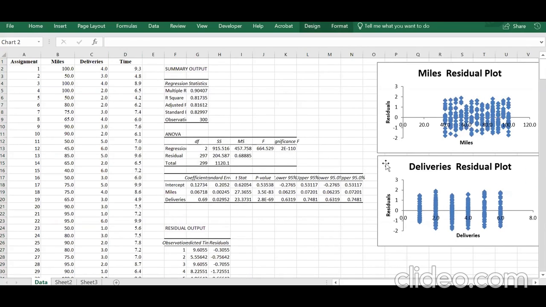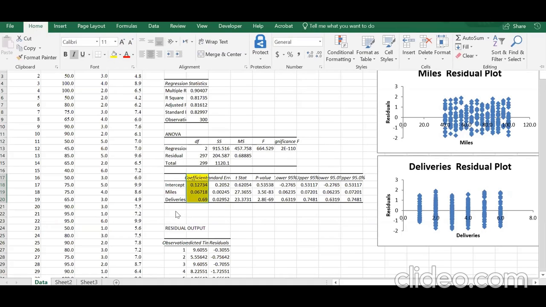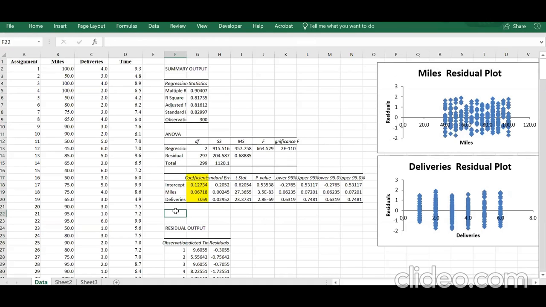The first step always would be to get the actual equation, the equation of the line. So we have travel time is equal to intercept. So that's the estimated line plus 0.067 hours times miles plus 0.69 deliveries.